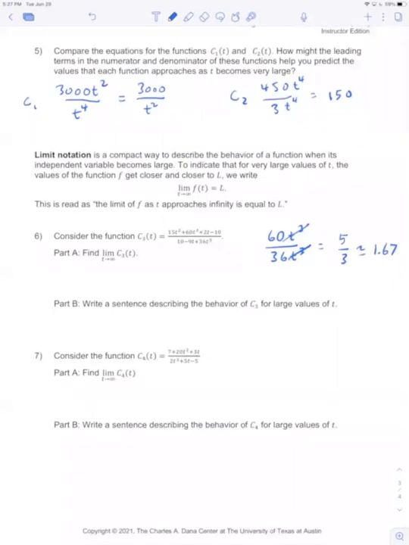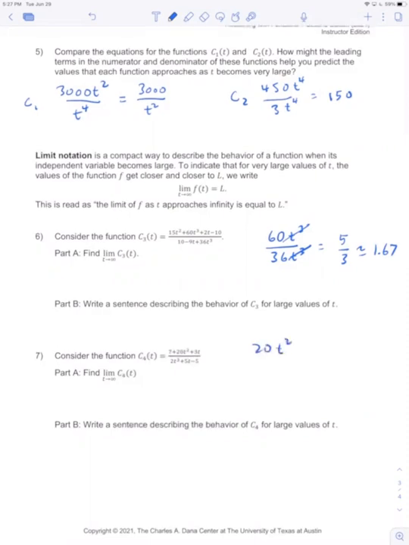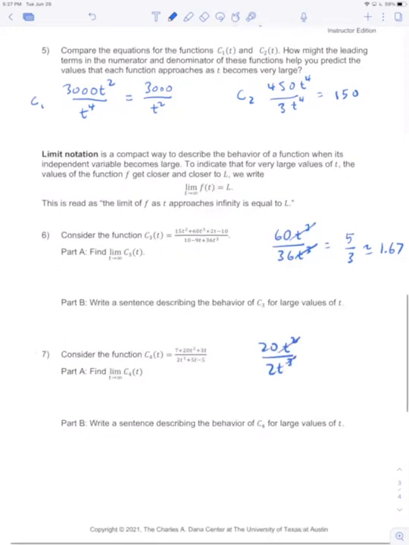Part B says, write a sentence describing the behavior of C3. You could say as t gets larger and larger, C3 gets closer and closer to 5/3. Part 7, consider the function C4 listed here. Again, I'm going to look for the leading terms. It looks like the numerator is 20t squared, denominator is 2t cubed. So we'll get rid of that, and this will end up being 10 over t. And part B says write a sentence describing the behavior of C4. We can say for large values of t, C4 gets very close to 0.